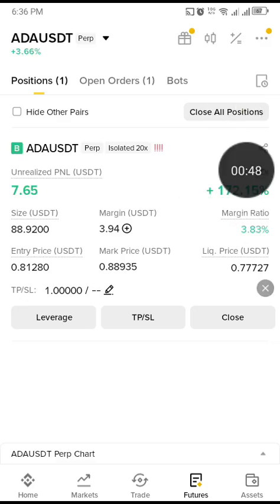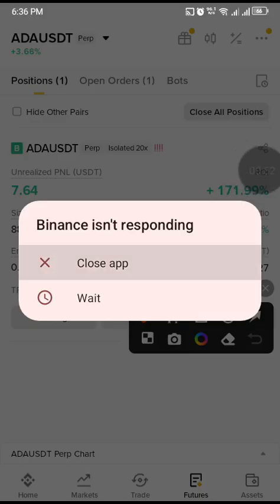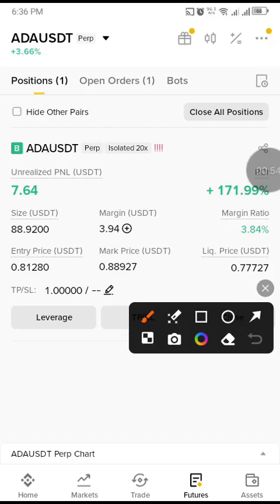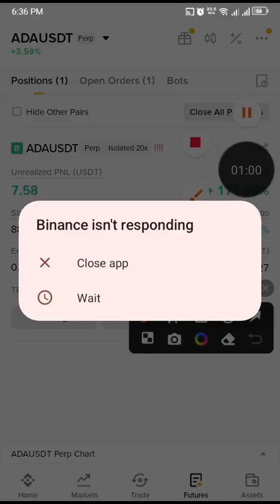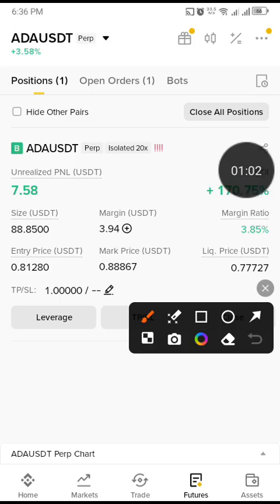So let me show you how I make $10 per day or even more. When I trade with $10, I make sure that I make $30 per day. This is a trade of $4. This is a trade of $4.